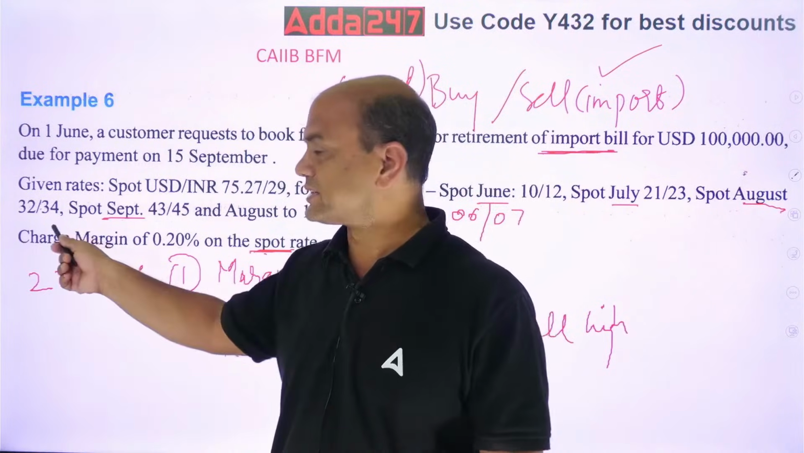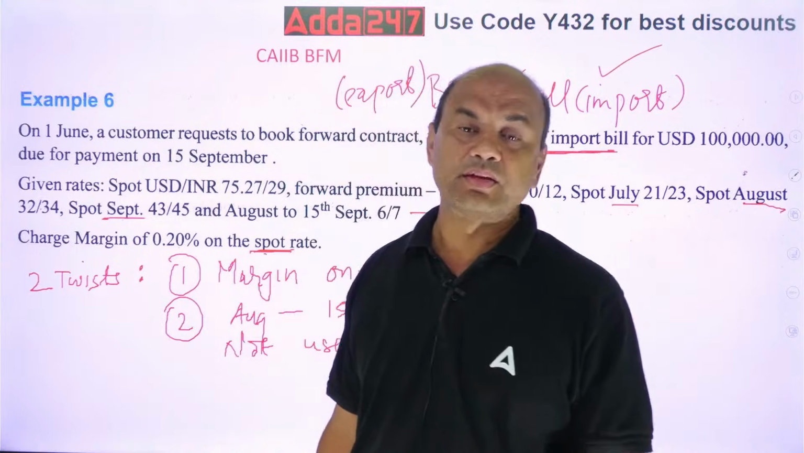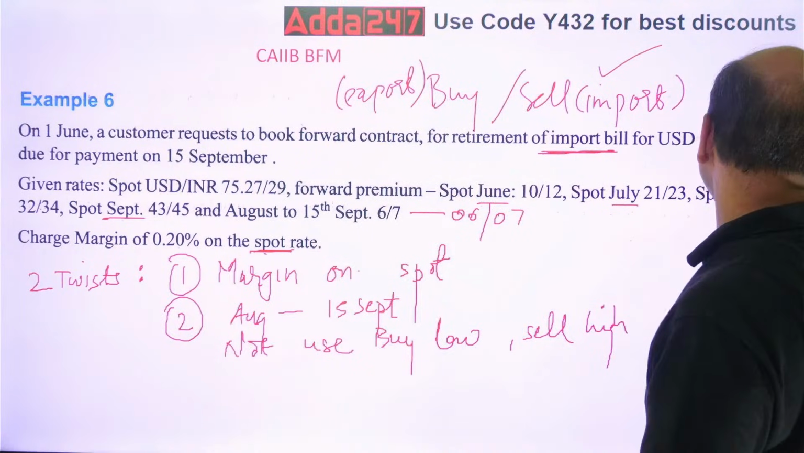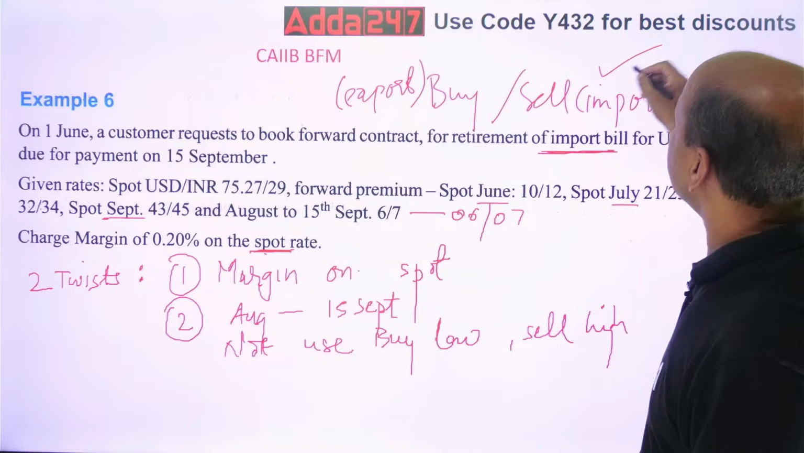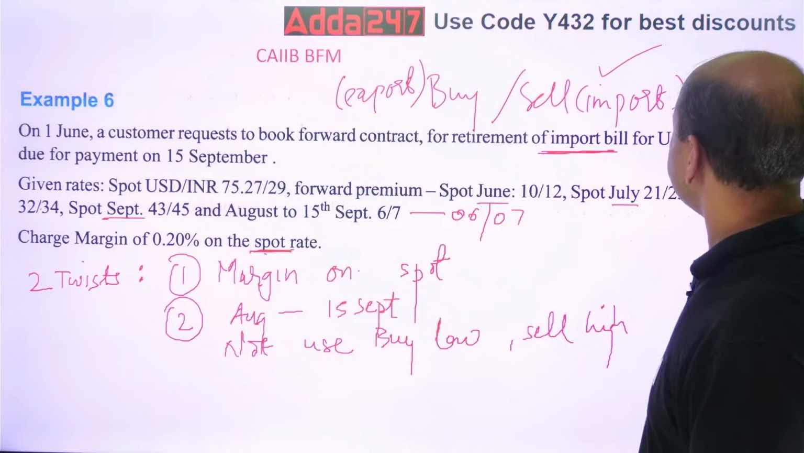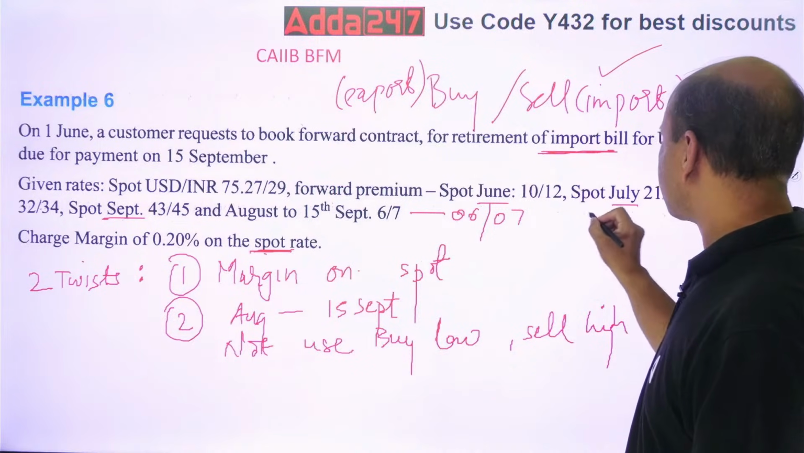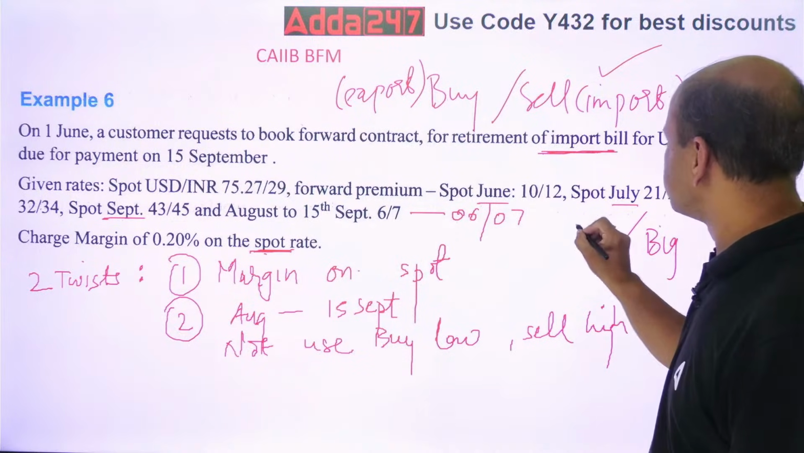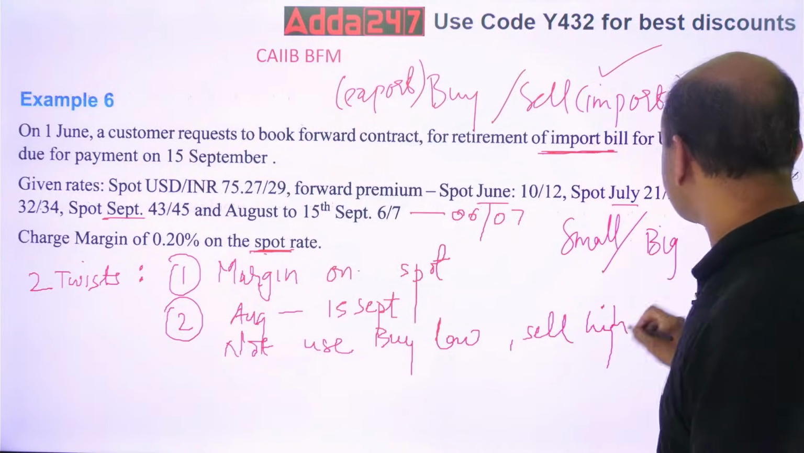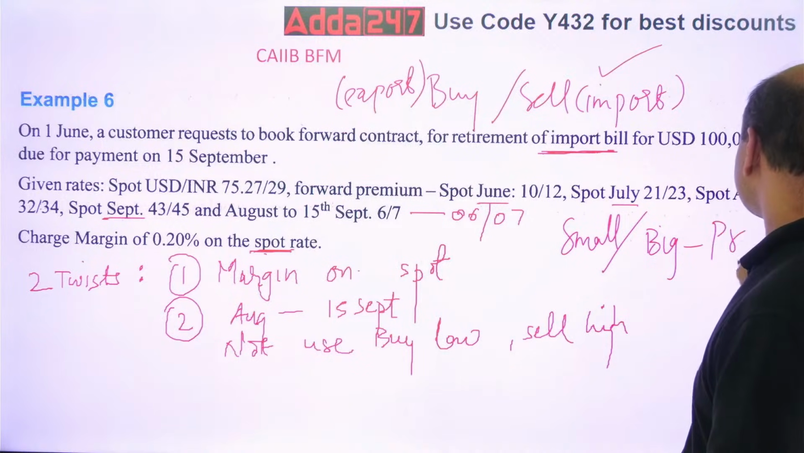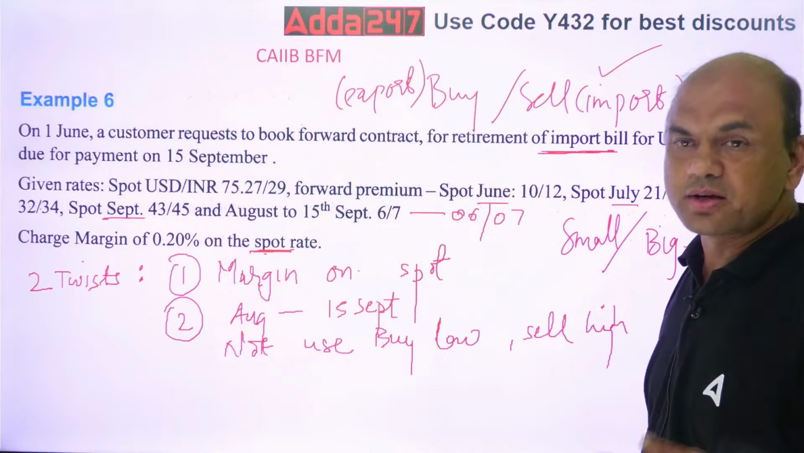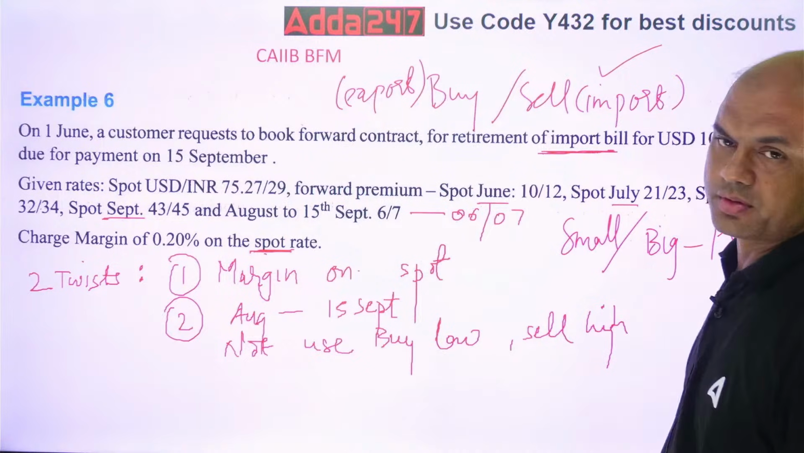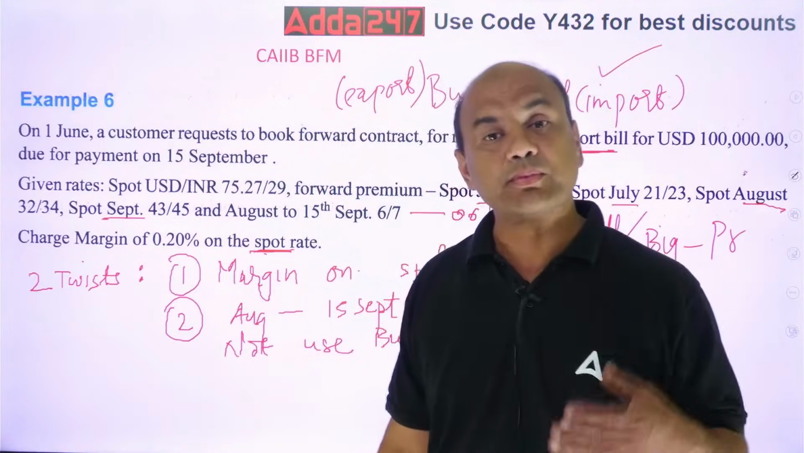Now is this currency in premium or discount? Whenever you have the right side bigger, this 34, right bigger and left small, then you say the currency is in premium. And whenever it's reverse, left side is bigger, right side is small, then you say the currency is in discount. What is the advantage and what is the use of premium and discount?